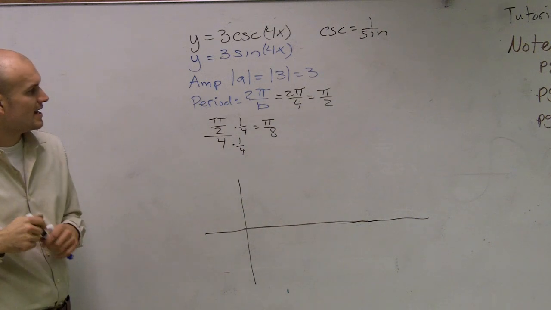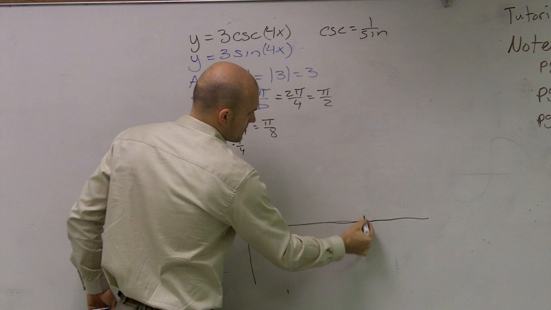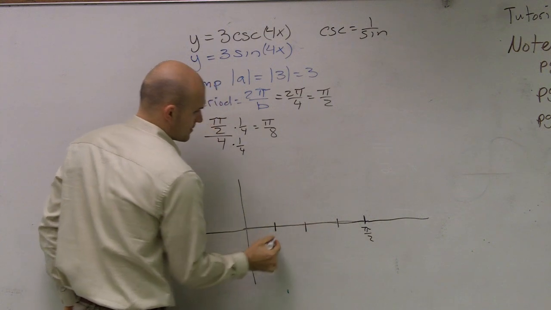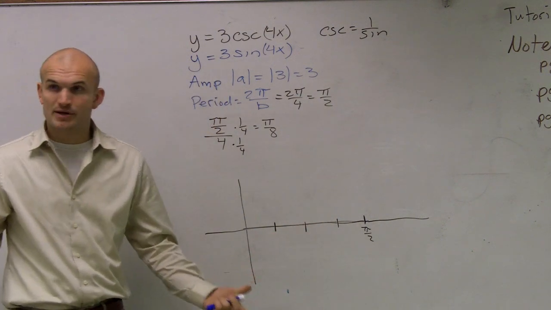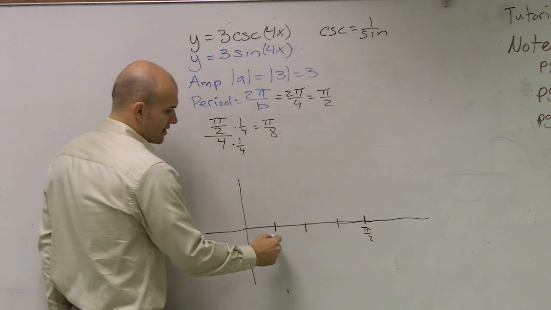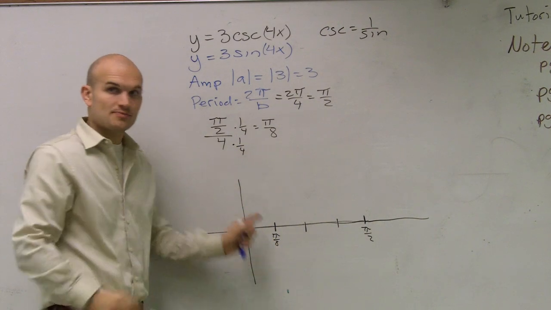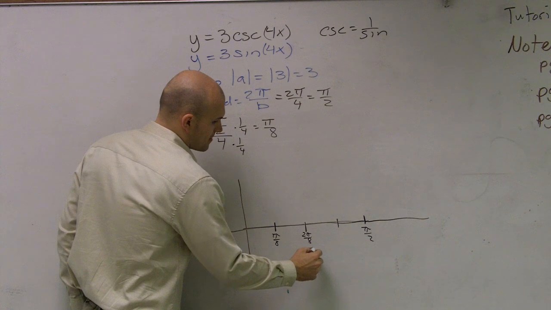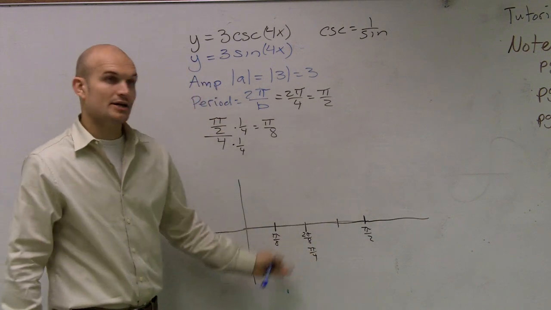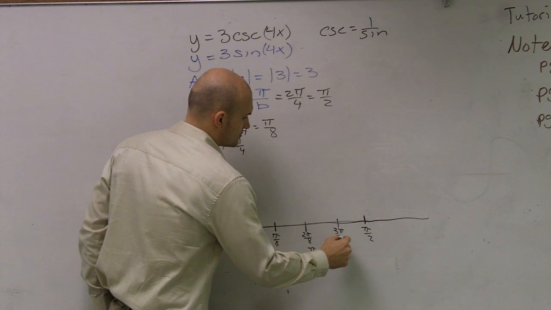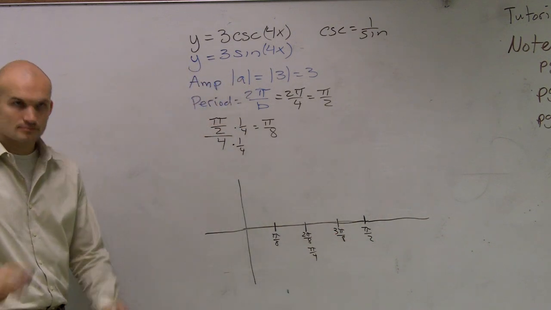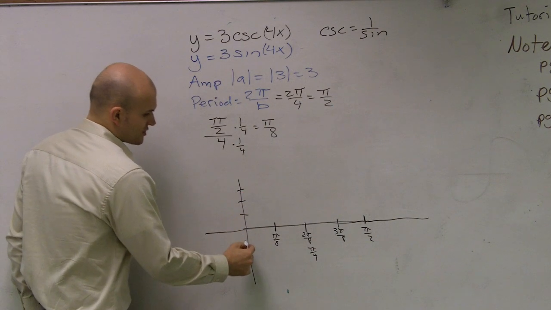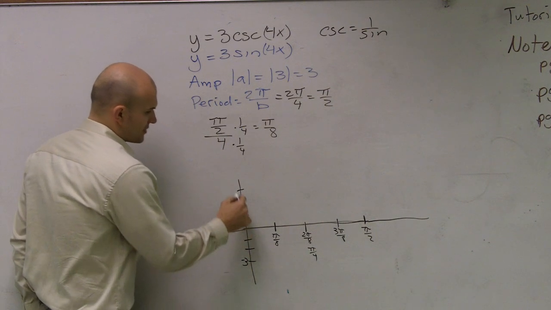Okay, so we said our period was pi over 2. Then there are 4 important points in a period of a sine and a cosine graph. To get to the first point, it's pi over 8. To get to the next point, you add another pi over 8. Pi over 8 plus pi over 8 is 2 pi over 8, which is 1/4 pi. Add another pi over 8, you get 3 pi over 8. Right? That covers one period. Our amplitude is 3, so we're going to go up 3, and we're going to go down 3.